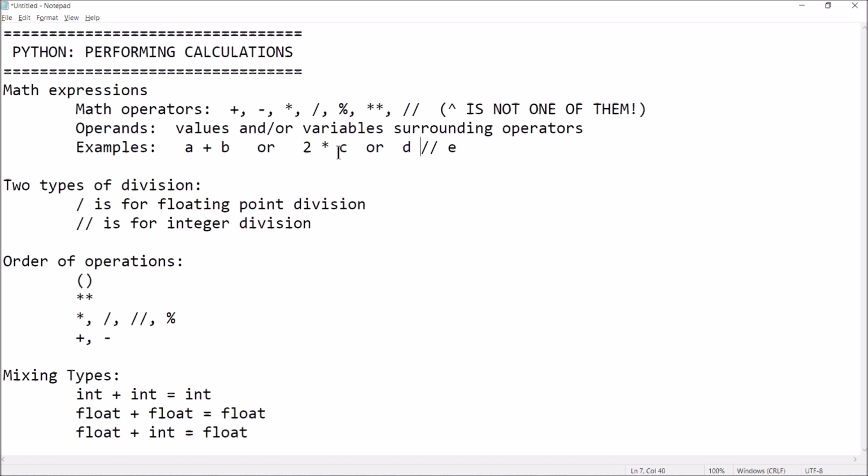Okay, now this is an example of doing integer division. D double forward slashes E, right? So integer division, I'm going to talk about that here in just a second. But for division, there's no bar with the little dot over and under that bar on your keyboard, right? So you've got to use something else for division. And so a single forward slash is for floating point division, and double forward slashes for integer division.